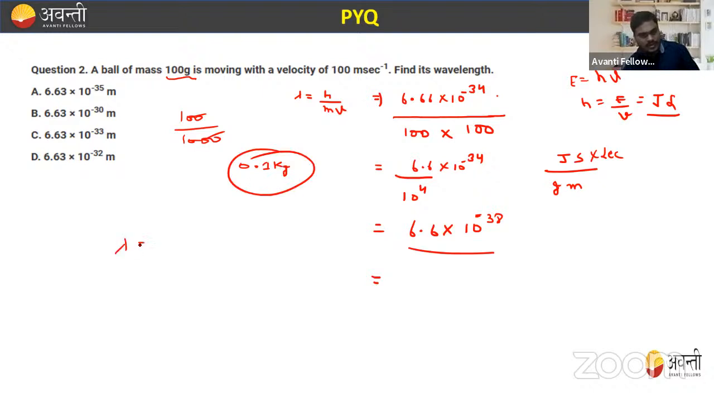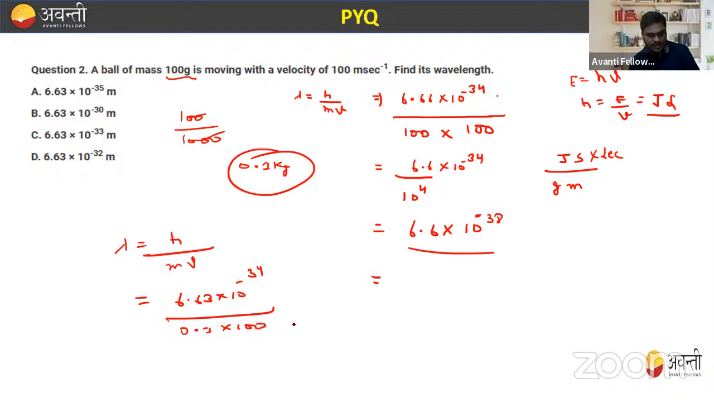So this will be lambda, this will be h, and this will be mv. h is 6.63 into 10 raised to the power minus 34, and m is 0.1 into v is 100. So the denominator is 10, and the answer comes out to be 6.63 into 10 raised to the power minus 35 meter. So which option? That is option number A. Option A is absolutely correct for this. I hope this is clear to you.